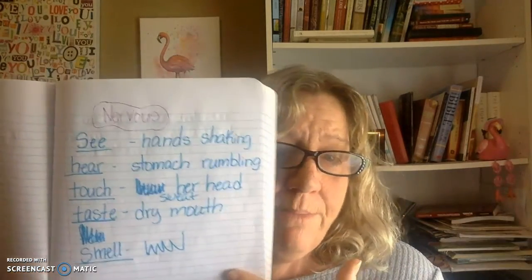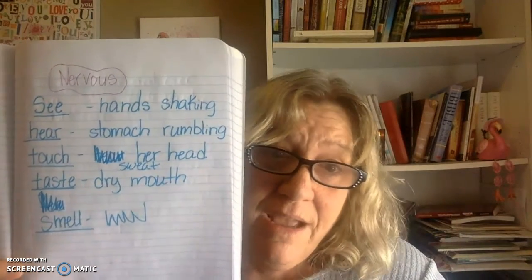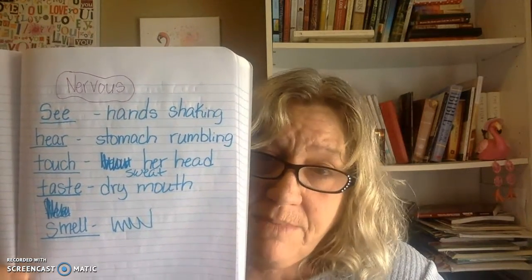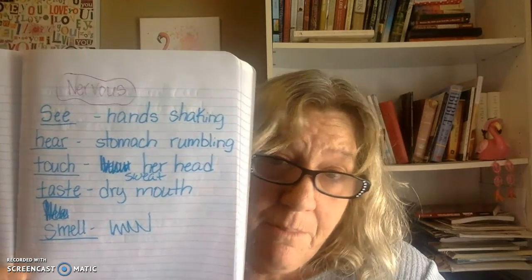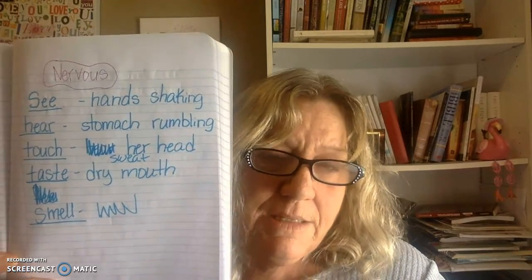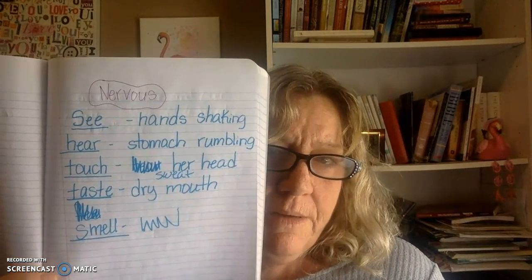I didn't have anything particular she's going to smell because she's just in her classroom. So I just put a little scribble because that's not a sense I might use. If I was at a beach or something, I might smell the salt water. But they're just in the classroom, and that didn't really help with my story.